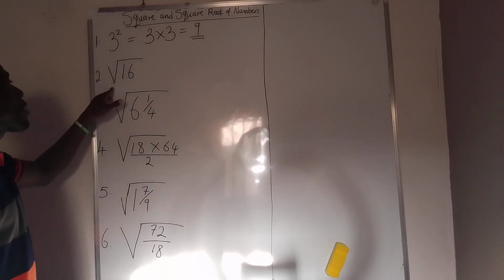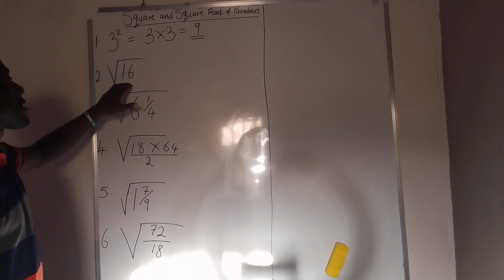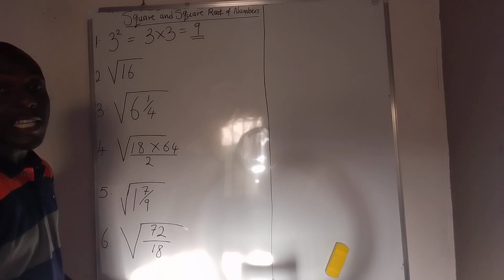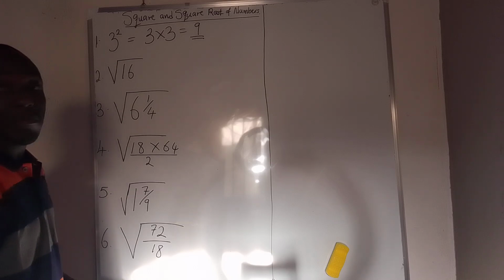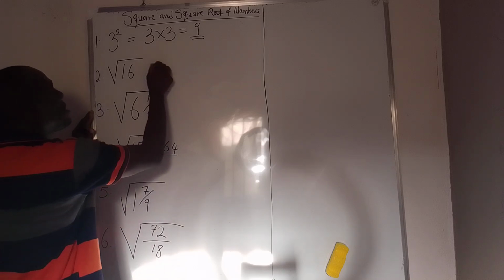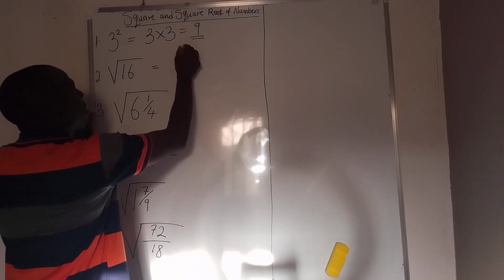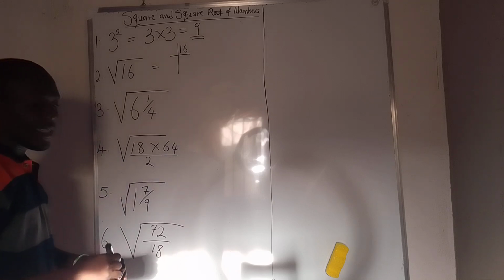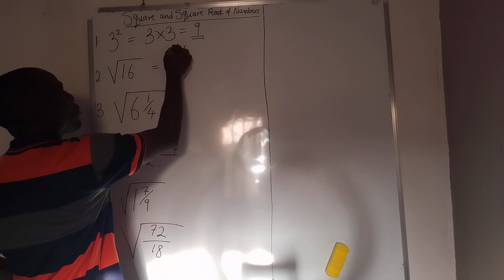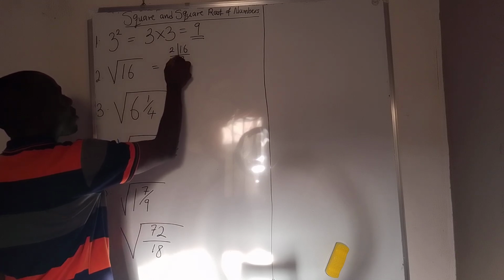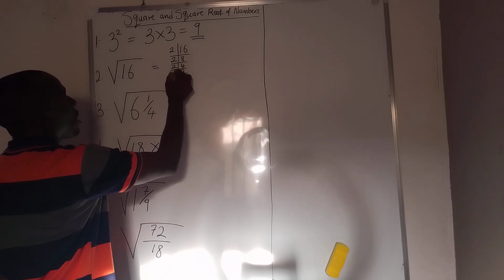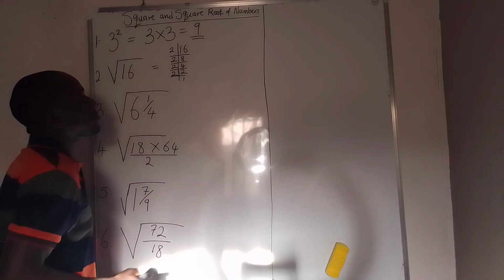What about the square root? This one is called the square root of 16. There's an easy way a child can solve this question without memorizing the squares and square roots of numbers. For this 16, we can divide it using the factor method. 16 is an even number. It can be divided by 2, which gives us 8. 2 into 8 gives us 4. 2 into 4 gives us 2. And 2 into 2 gives us 1.